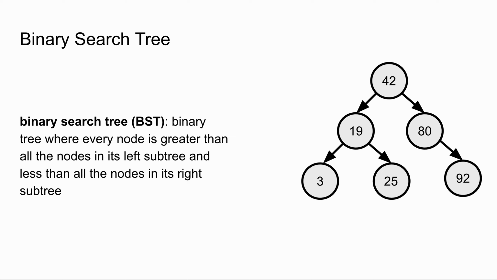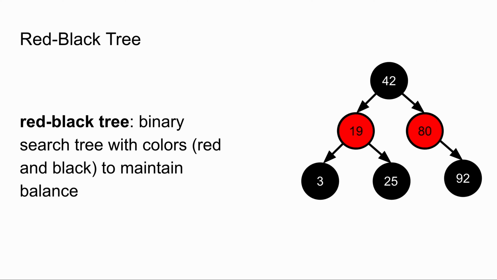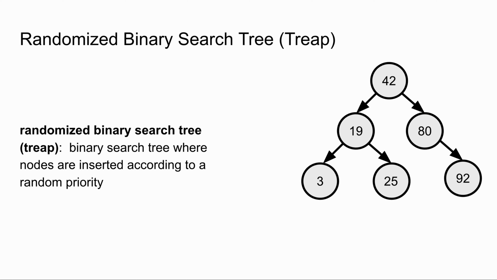A binary search tree, commonly abbreviated as BST, is a binary tree where every node is greater than all the nodes in its left subtree and less than all the nodes in its right subtree. All the trees we've seen in this video so far are binary search trees. A red-black tree is a type of binary search tree with 2 colors, red and black, which are used to maintain balance.